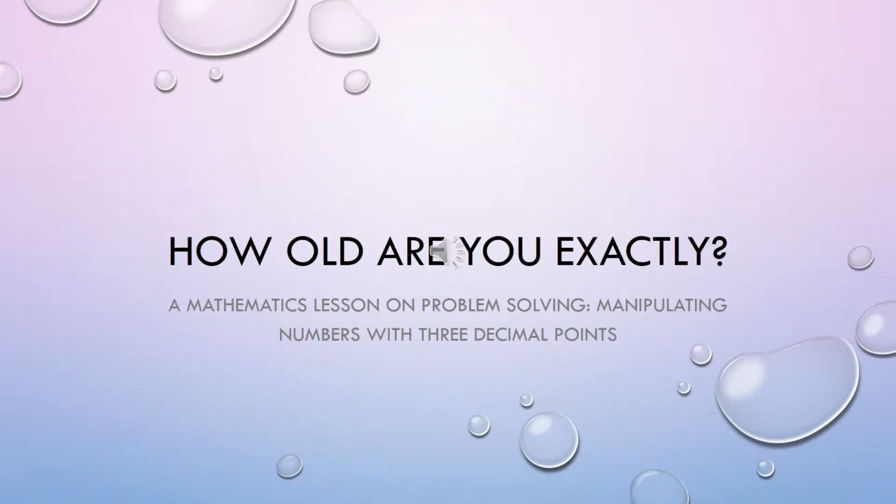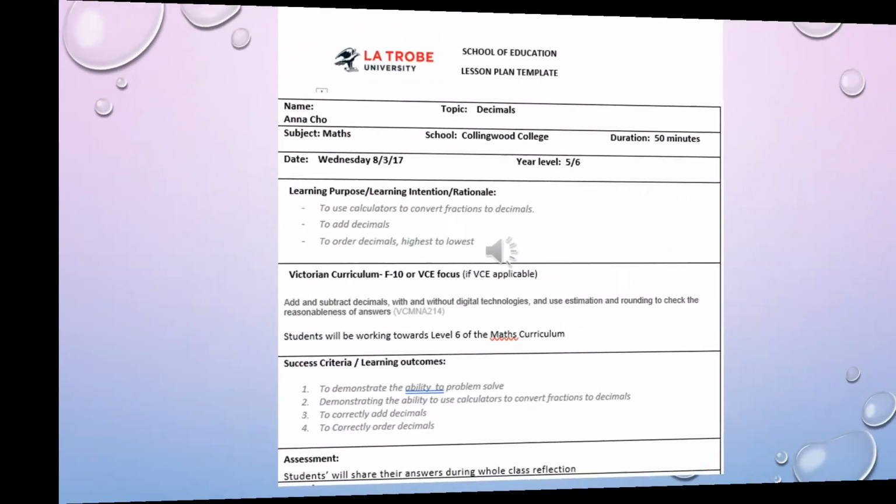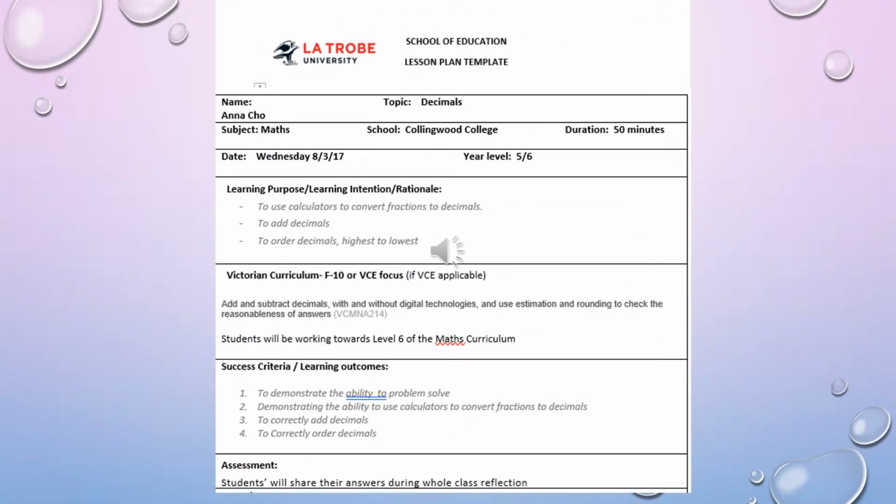"How old are you exactly?" is a mathematics lesson on problem solving. Students are to manipulate numbers with 3 decimal points. This is an excerpt of my lesson plan.